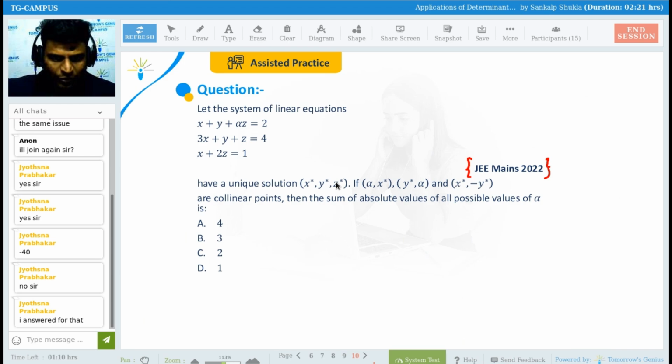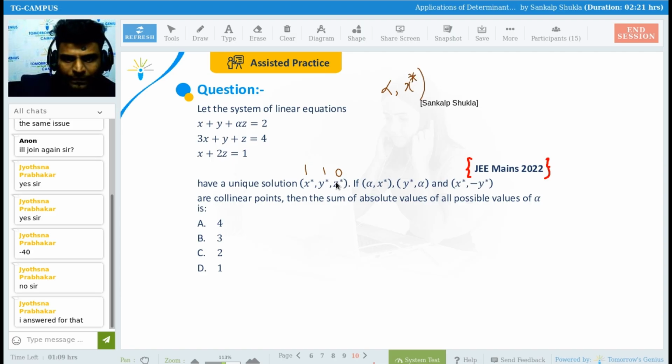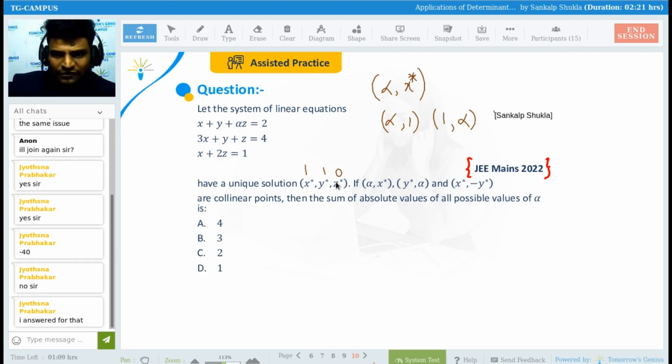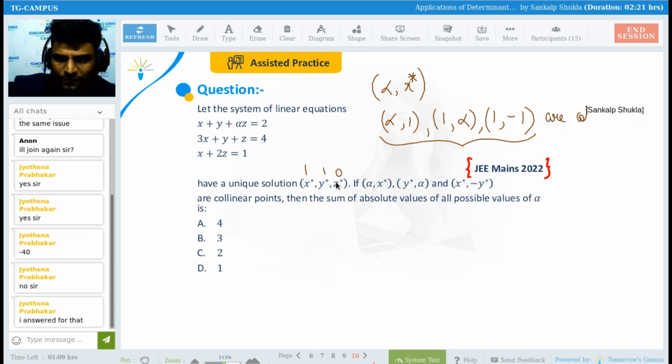So the question was talking about, see, this is 1, 1 and 0. So if alpha comma X star, sorry, I can say that alpha comma 1 will be here. Y star comma alpha, that is again 1 comma alpha will be here. And X star comma minus Y star, that is 1 comma minus 1 will be here. Fine. Because we have the values to be 1, 1 and 0 respectively. So these will be the points, and these are collinear.